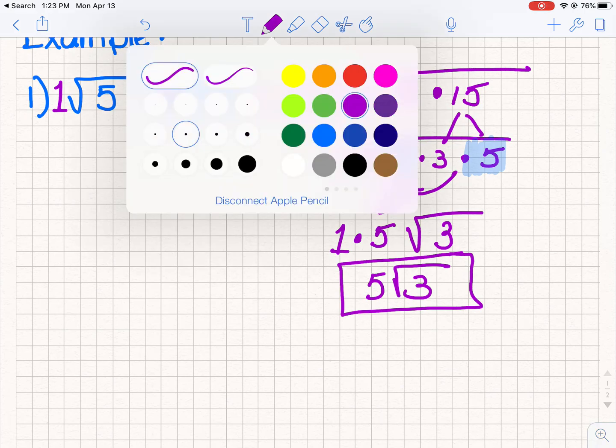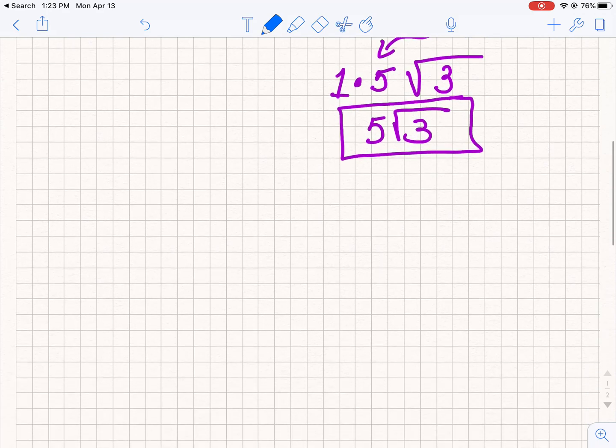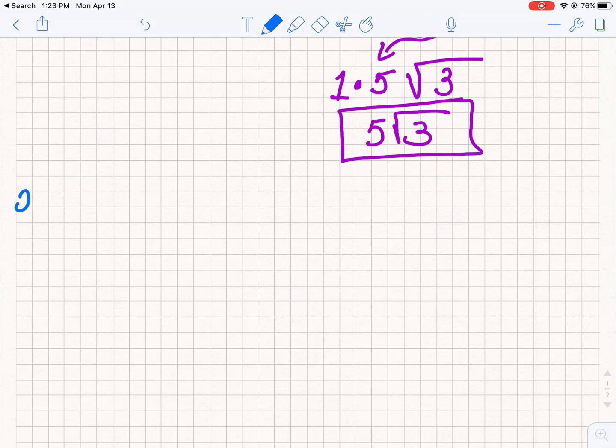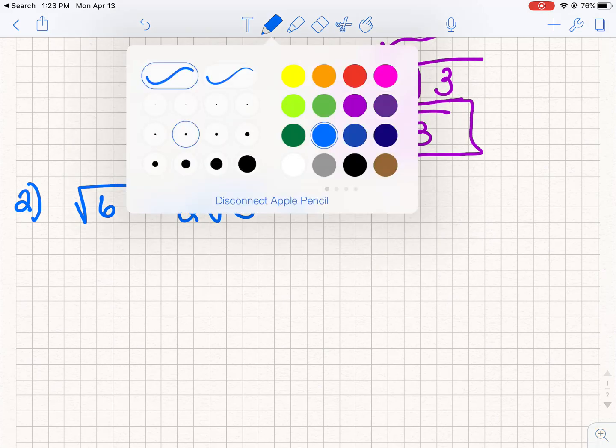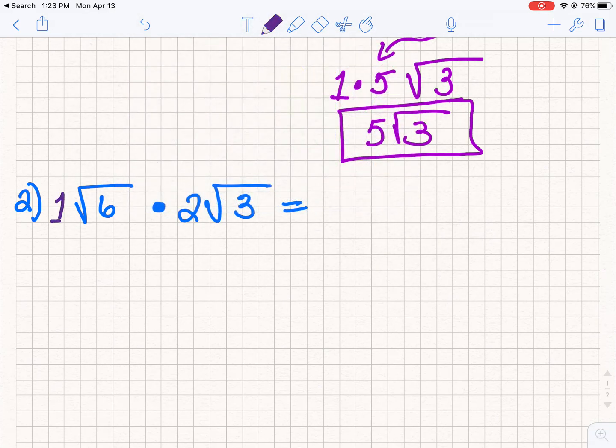Okay, so let's try another one. And I'm going to try to pause between steps so you can kind of try some on your own. So we have the square root of 6 times 2 square root of 3. What's on the outside of that square root of 6? Think about it. And you should realize there's an invisible 1 here. Now remember the rules. Outside times outside, inside times inside. I'm going to take a little shortcut here. I'm going to say, well, 1 times 2 is just 2.